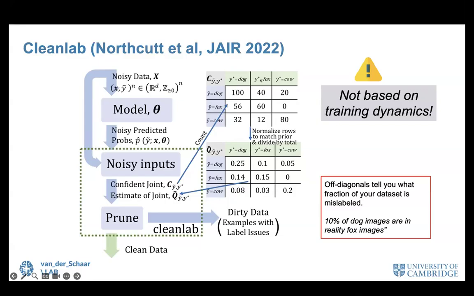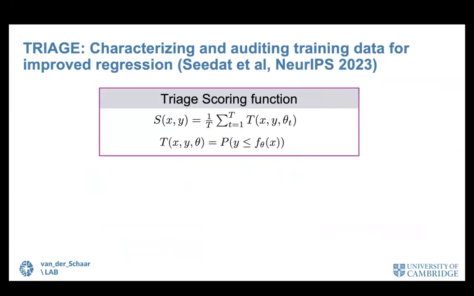And what you can do is then just normalize the rows to effectively get a probability, where the off diagonals effectively give you an estimate of what fraction of the data set is actually mislabeled. So their intuition in the paper is that 10% of dog images would in reality be fox images. And the only purpose of showing this here is to show that there are other paradigms beyond training dynamics.